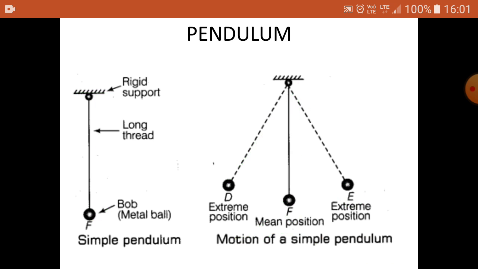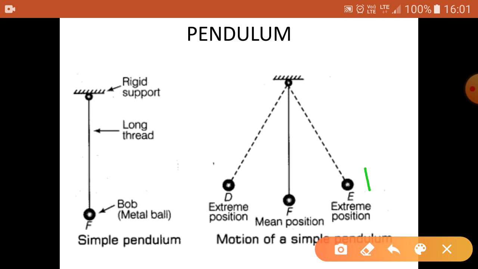So how does it complete its one oscillation? For example, if you are moving the bob from this position, so just hold the bob from this extreme position, and just release it, and it will come back to the same position. It will be one oscillation. It will be counted as one oscillation.